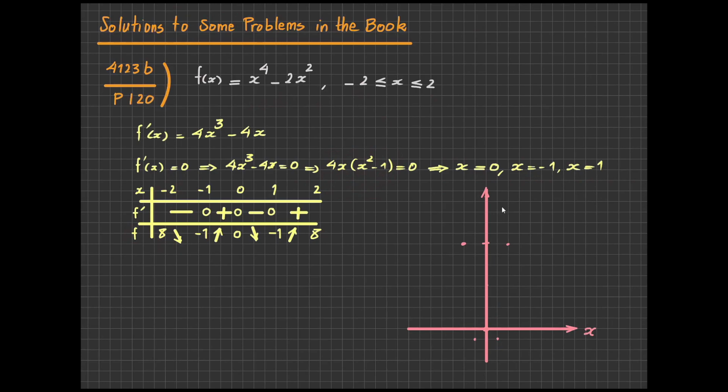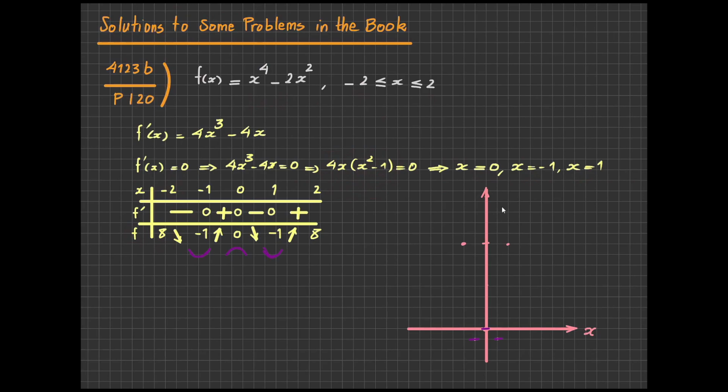Okay, but what type of points are these points? This point, if you see, is a minimum. This point is a maximum, and this point is a minimum. So this (-1, -1) is a minimum type. This is also a minimum type, but (0, 0) is a maximum type.